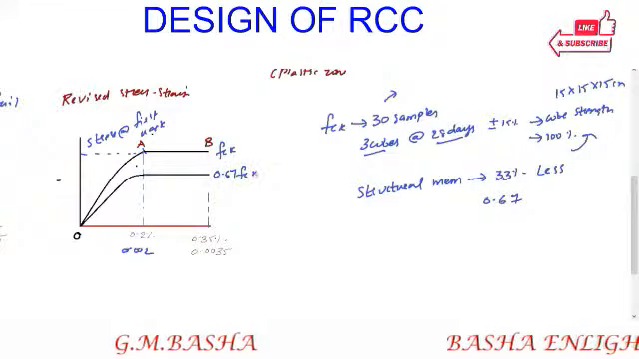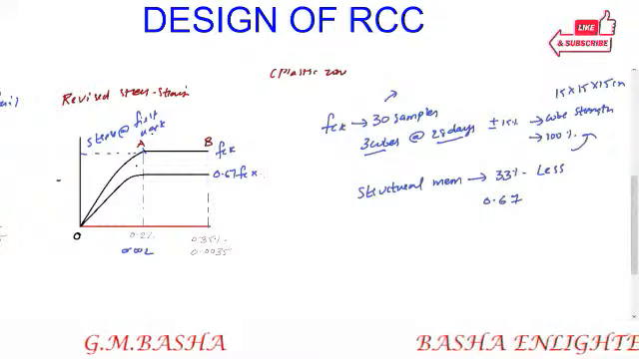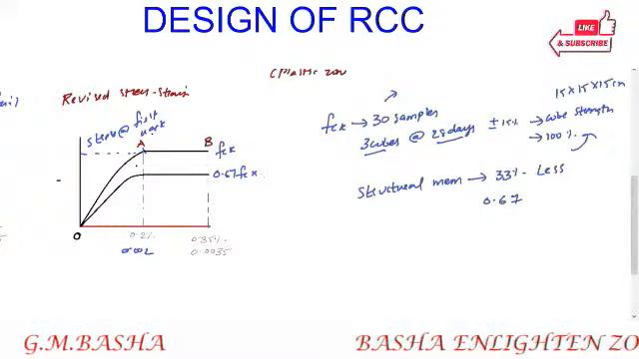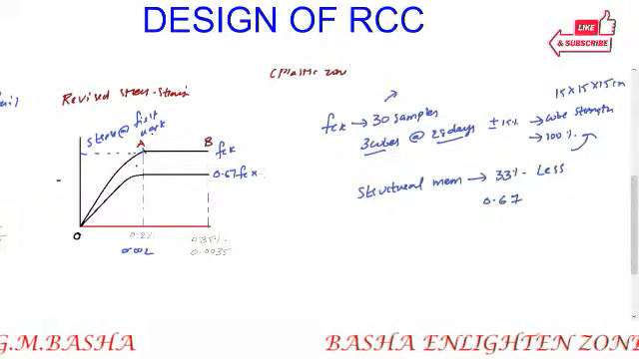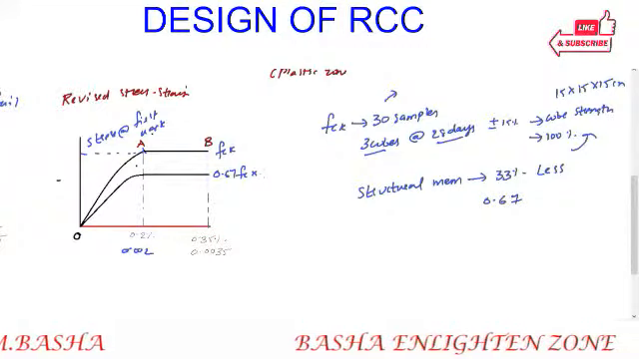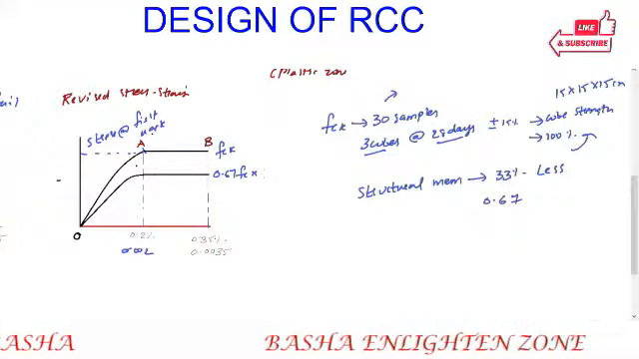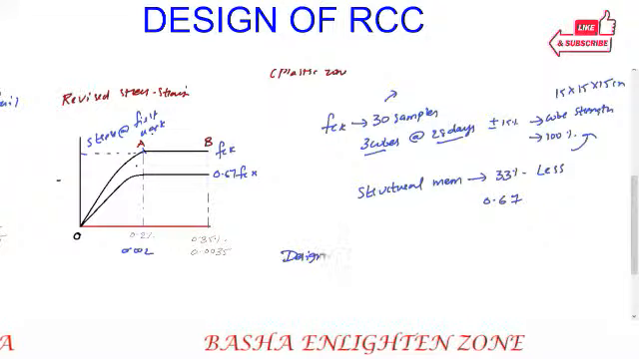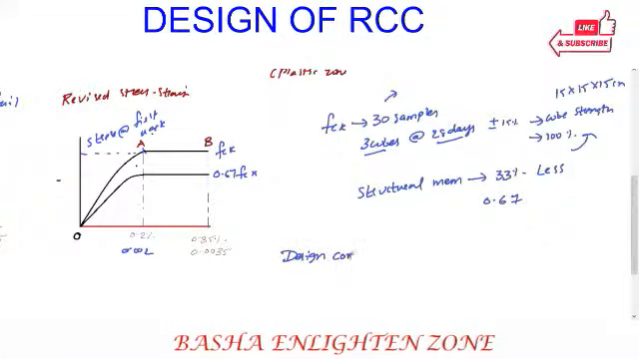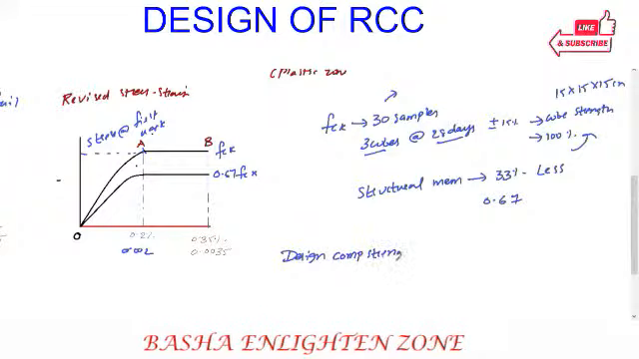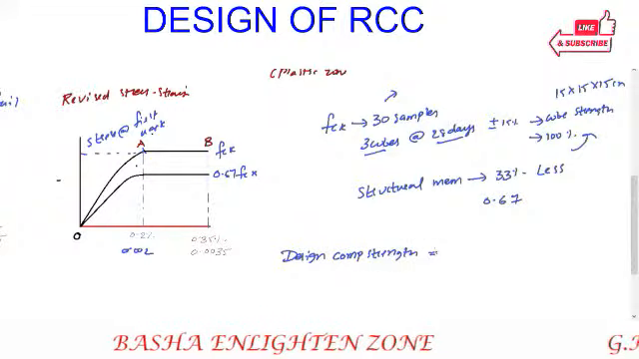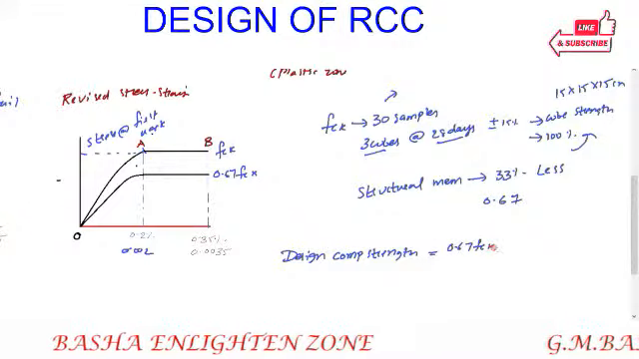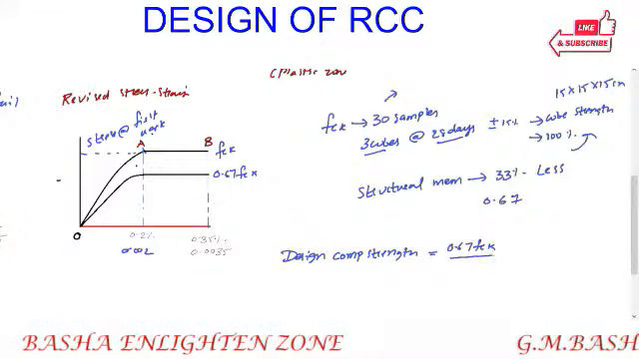So the concrete in a structural member will be 33% less than the cube strength. Therefore I am considering 0.67 FCK. Then the design compressive strength of the concrete. I already explained this formula in the last concept. Design compressive strength of concrete equals the characteristic strength of the concrete in a structural member, that is 0.67 FCK, divided by its partial safety factor.